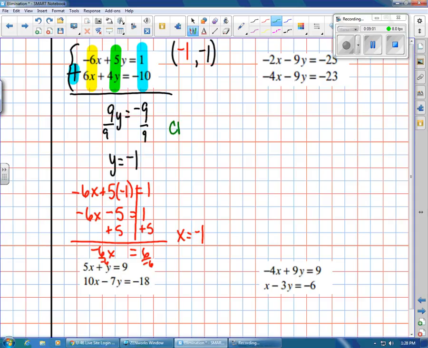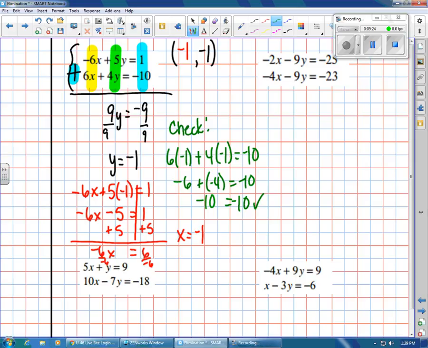Again, I can check using the other equation. 6 times negative 1, is that plus 4 times negative 1 equal to negative 10? See, 6 times negative 1 is negative 6. 4 times negative 1 is negative 4. Negative 6 plus negative 4 is a negative 10, and negative 10 is equal to negative 10, so it works.